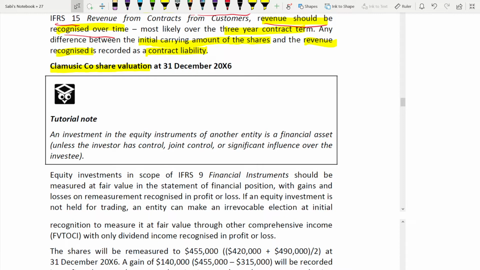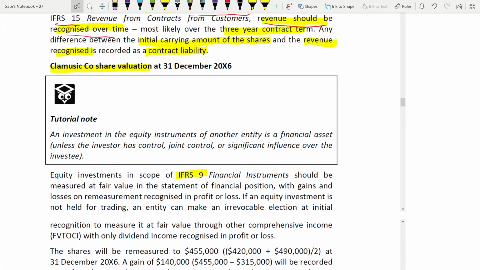So it's a 7% holding. What type of share is it? Are they going to have a subsidiary, associate, joint venture, or financial instruments? Equity investments in scope of IFRS 9 should be measured at fair value. Remember, they told that fair value should be recognized in OCI or profit and loss. And according to this, this is IFRS 9 because it has a 7% holding only.